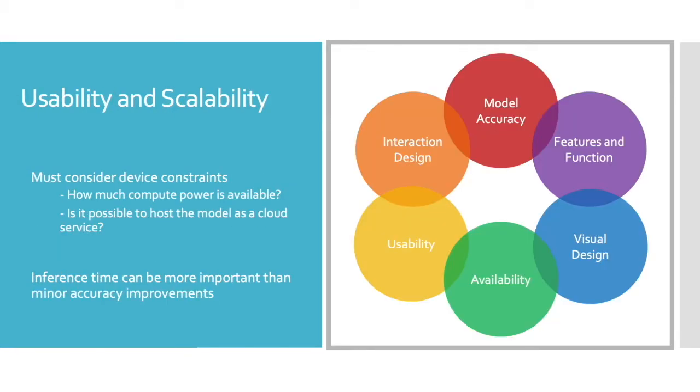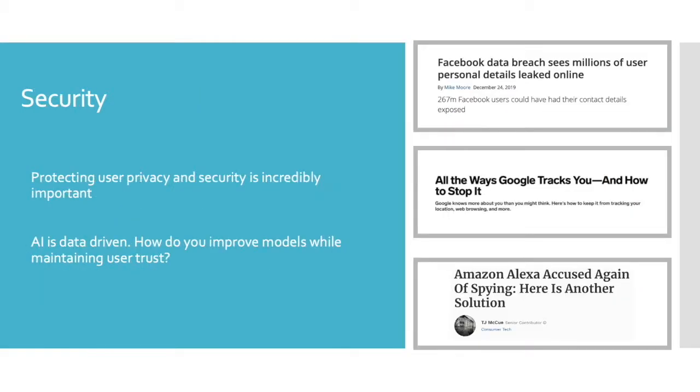Also, in academia, accuracy tends to be the gold metric that you're constantly trying to improve. But in practice, you care about usability and scalability. Device constraints play a role, inference time plays a role, and a lot of times these factors, which contribute to how usable your application is, are more important than minor accuracy improvements. So the way that you tune your models is different.